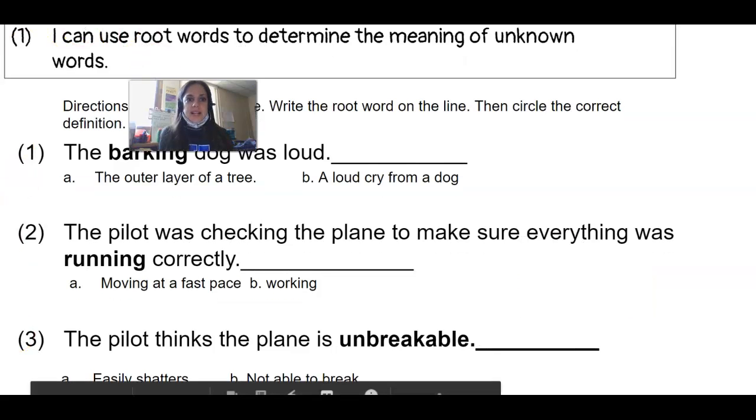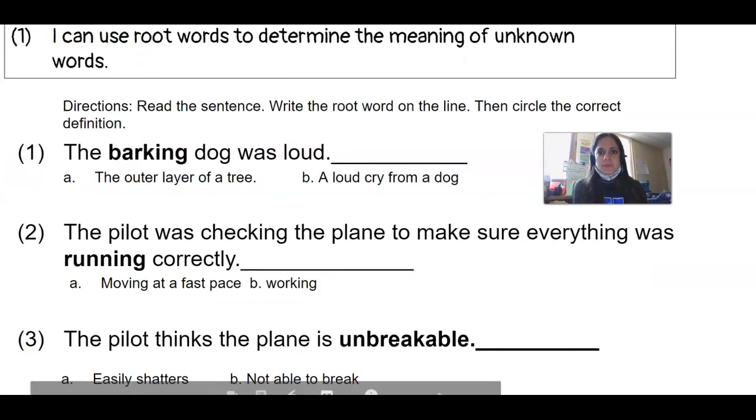Again, our purpose is I can use root words to determine the meaning of unknown words. So our directions: read the sentence, write the root word on the line, then circle the correct definition. So I'm going to use that strategy of looking inside the word, looking outside the word, and then determining the meaning, plugging in. So number 1, the barking dog was loud. What do you think the root word is? Look inside of that word.